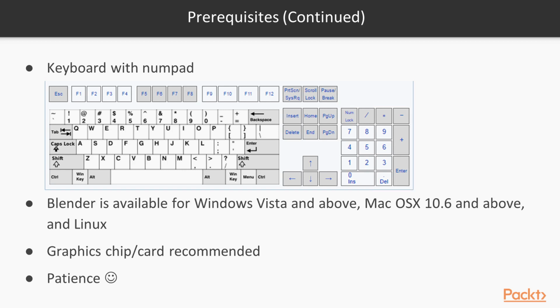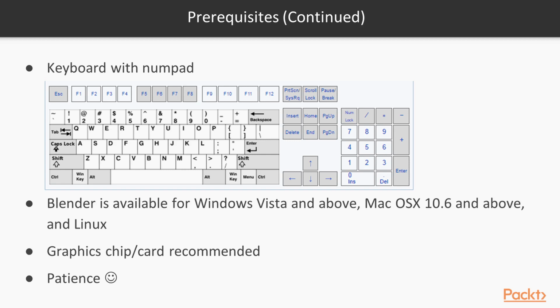In this course, the recommendation for a graphics card or graphics chip is much more significant, as the Cycles Render Engine utilizes the graphics card to accelerate 3D rendering. However, if you don't have a graphics card, this is not a problem, and it just means that your render times will be slightly longer.